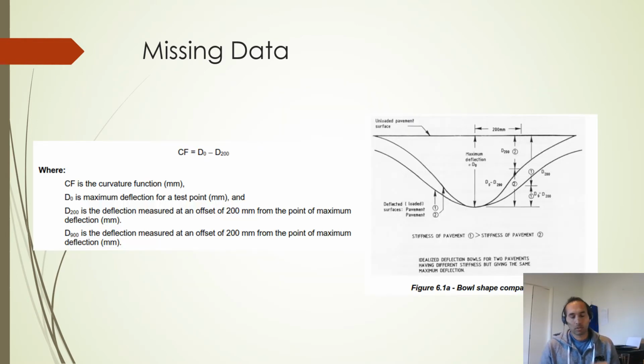So this slide just talks more about that. It just presents us with what the curvature function actually is. It's a function of the D0 and D200 values. The D200 means it's 200 mil from the center of the plate, but also 200 mil below subgrade sort of thing. And the D0 to D200 ratio or function is very important. It's very important to work out what the asphalt fatigue actually is. That curvature function is important to work out asphalt overlay options.